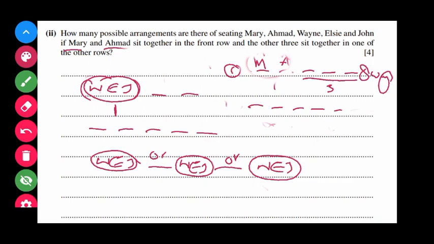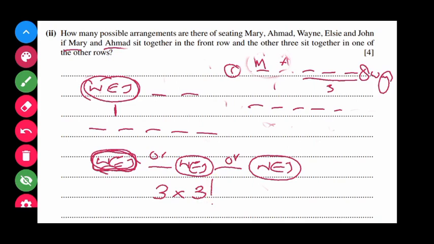Yes. So how many places do they have to sit? 3 places are there. Now look at their arrangement themselves. There are 3 people sitting together. They can be arranged in different ways. Like here Wayne is sitting first, maybe Elsie is sitting first, or who is the third person? John is sitting first. Like that, how many ways can we arrange?